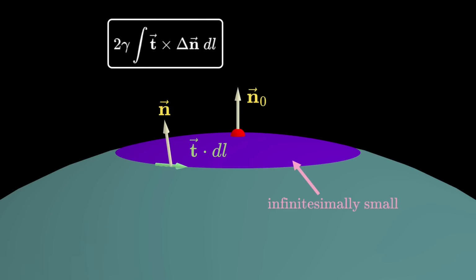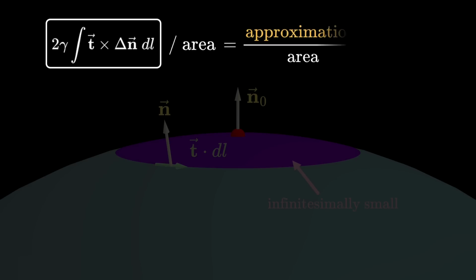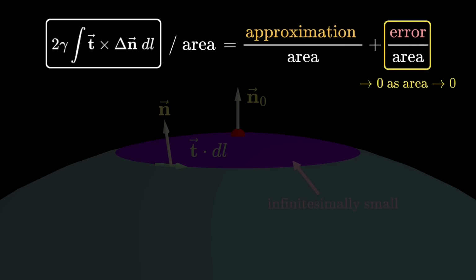If you are worried about the inaccuracy of the result, remember that we want to find the limit of this integral per area on the surface. So even if we have an approximation, as long as the error per area goes to 0, we are okay with only using an approximation of the integral. So how do we approximate this integral?